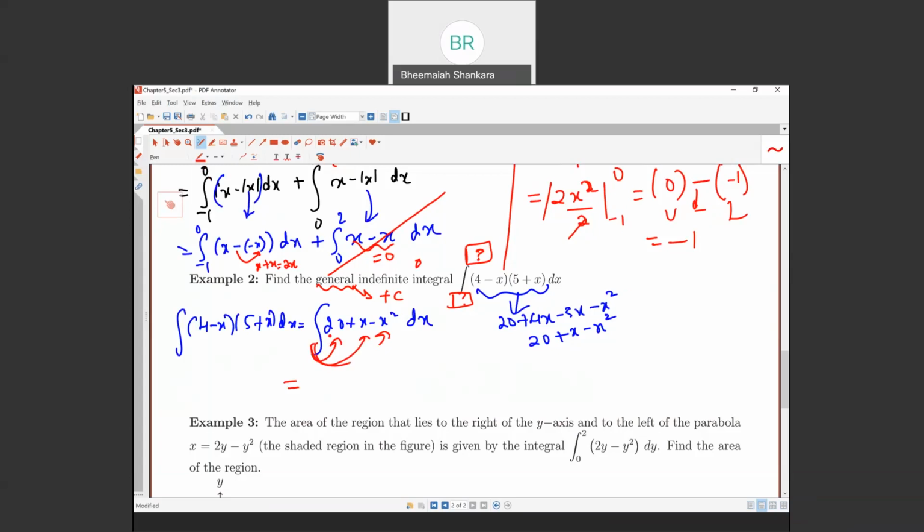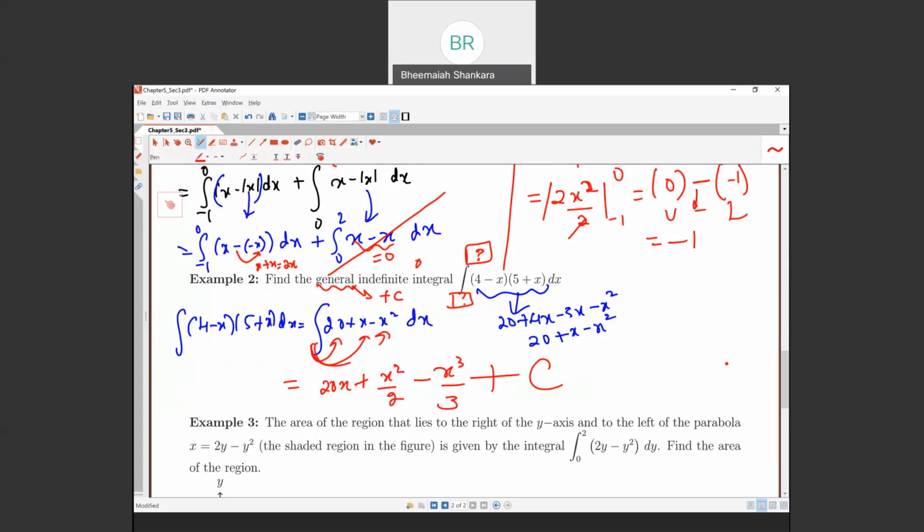So the integral of 20 dx is 20x. The integration of x is x squared over 2. The integration of x squared is x cubed divided by 3, and then a plus c. Plus c because you don't have the limits of integration, and the question is asking you to find the most general indefinite integral. Indefinite, you don't know the definite answer, so you will have a constant c.